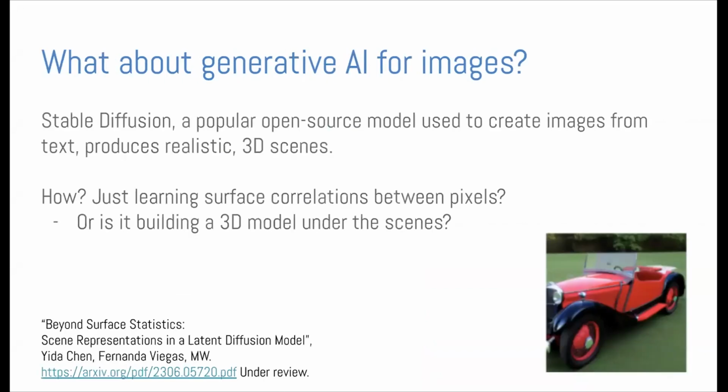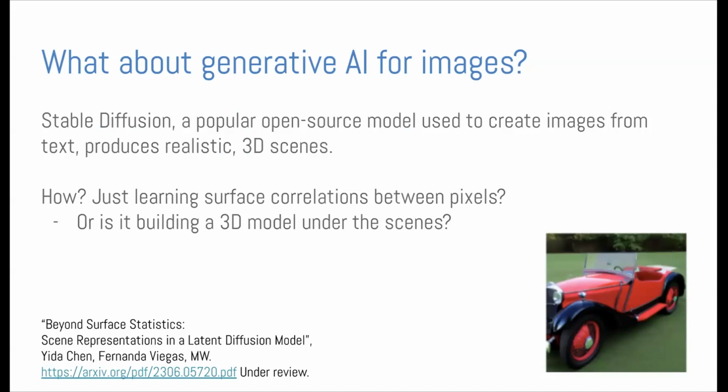Okay, so let's talk about moving beyond language models. I want to talk about stable diffusion. I'm fascinated by how these generative AI things work. They create these realistic 3D scenes. And again, just as with language, we have this question: are they learning surface correlations between the pixels, or is there something it's doing to think about the 3D-ness in some sense?